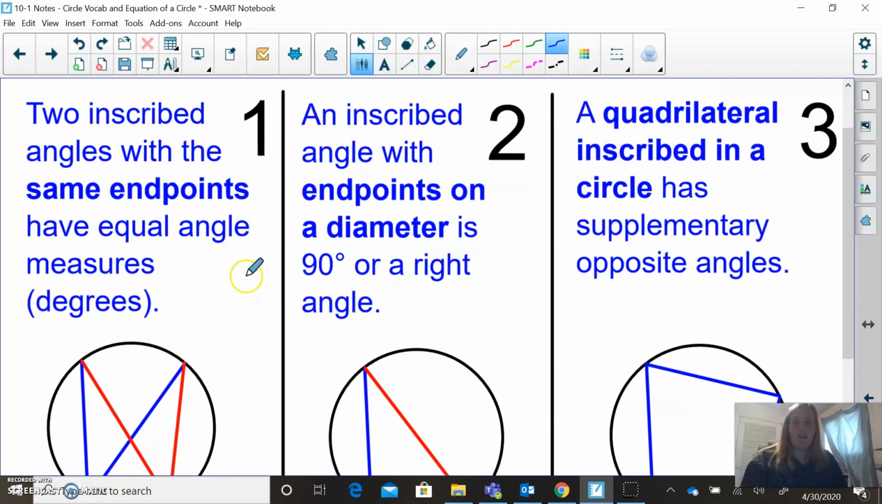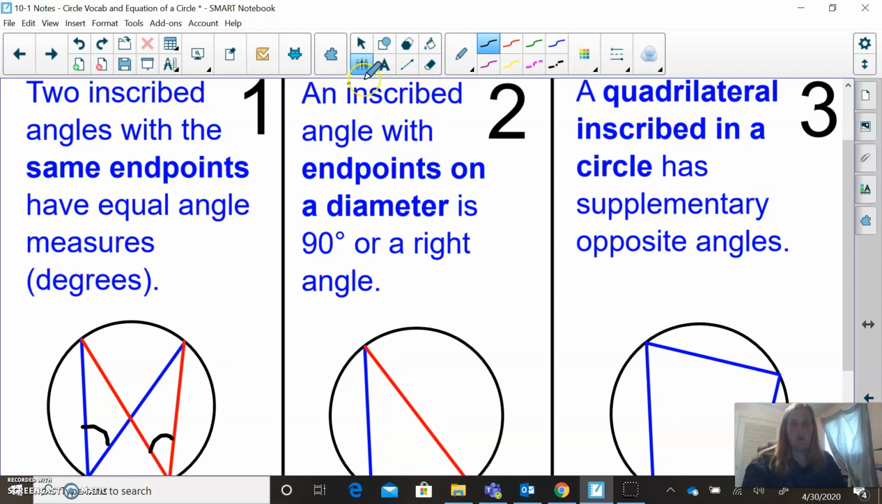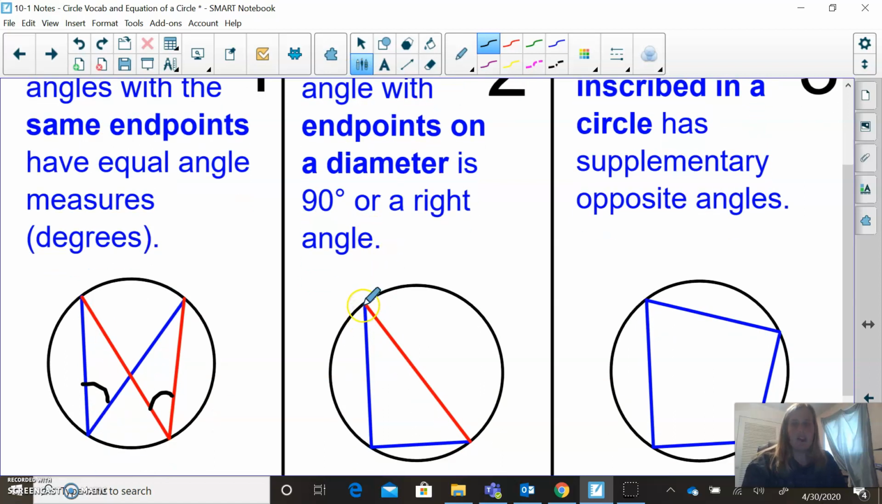So make sure you write this stuff down. Two inscribed angles with the same endpoints have equal angle measures. So if you see here, we've got this one in blue and the one in red. They have the same endpoints, which means the angle of the red one is going to be congruent to the one in the blue. An inscribed angle with endpoints on the diameter is 90 degrees, or a right angle. So this is a right angle.